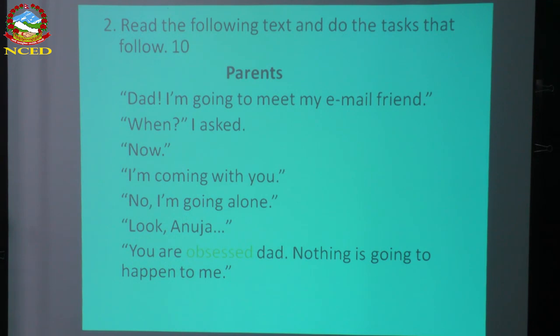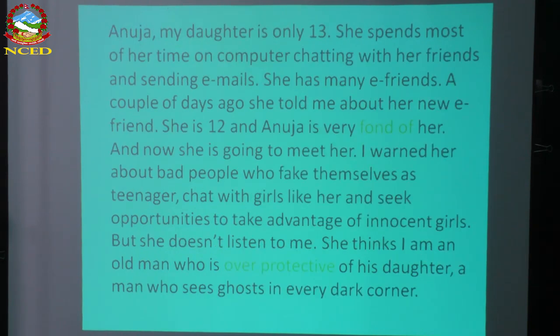One girl named Anuja wants to go somewhere, right, to meet her email friend. She asks permission from the father, but the father first does not give permission. Later he gives permission and goes with her. Now see how the story goes here. You can go through the lines there. Anuja, my daughter is only 13, it says, and details are there. And lastly, the father and this 13-year-old girl, Anuja, go to meet her email friend.